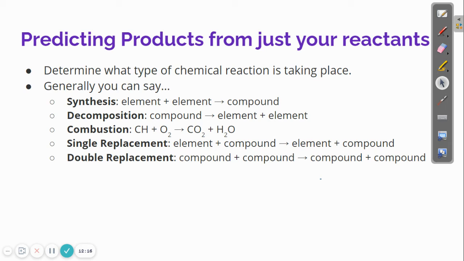So generally you can say if you have an element and it's going to yield a compound, it's synthesis. Generally for a decomposition reaction, you're just going to have a compound and you'll end up with an element and an element. Combustion, again, you'll have some sort of hydrocarbon plus oxygen, and your products are always CO2 and H2O. To determine if it's a single replacement, you'll have an element plus a compound, and you're going to end up with an element and a compound. And a double replacement, you'll have a compound and a compound, and you'll end up with a compound and a compound. I know I'm just saying a lot of words, so let's just go for it.